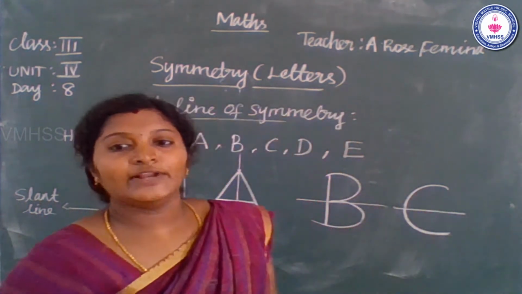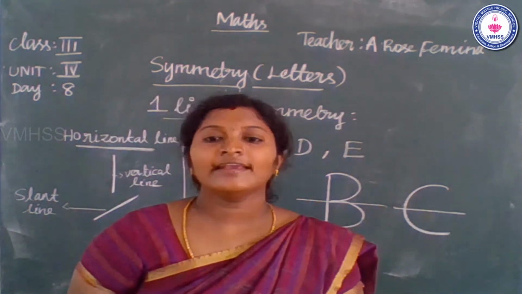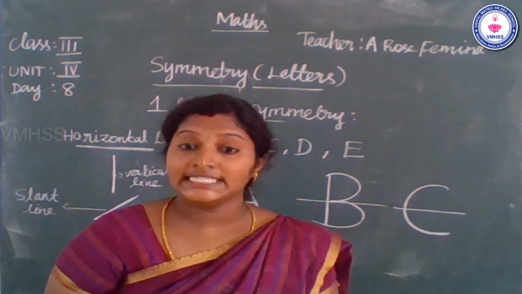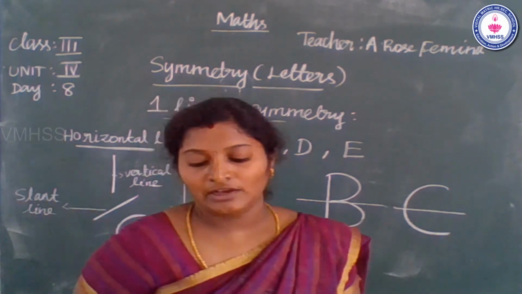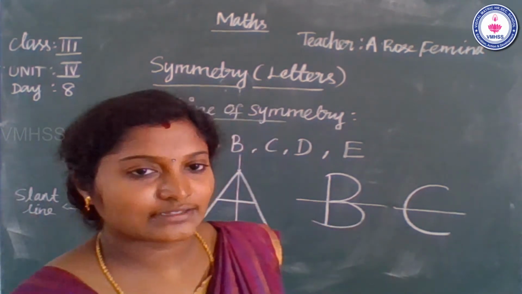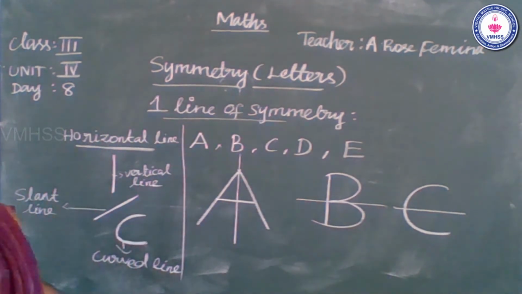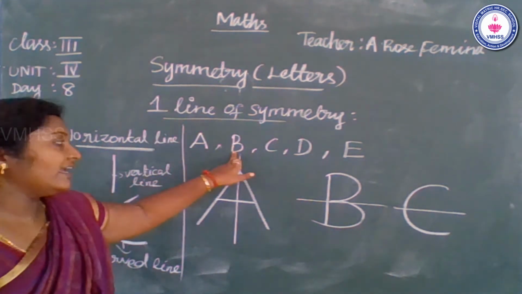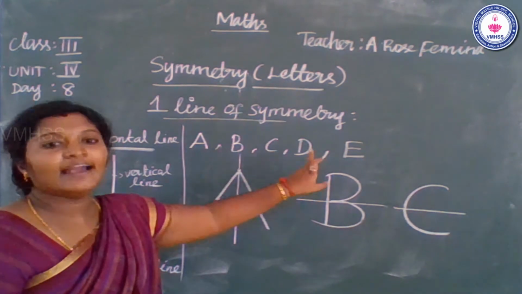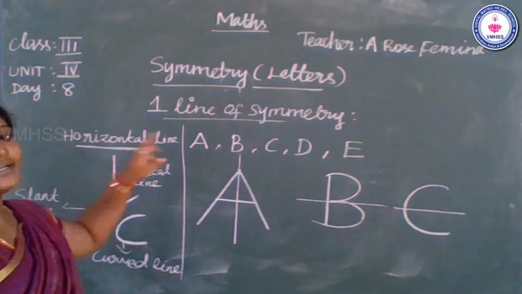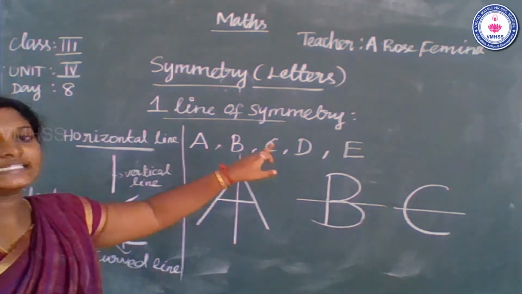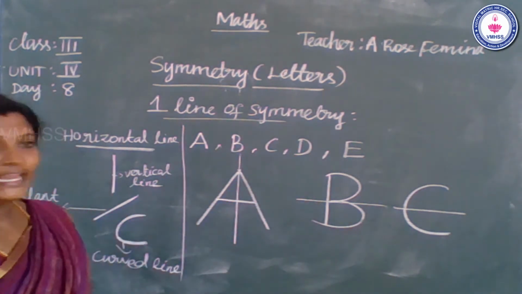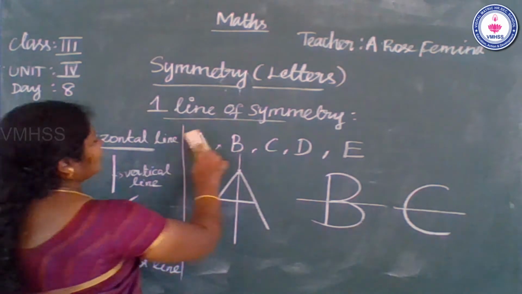Okay, so next one. J, K, L, N and P have zero lines of symmetry. Once again, recall. The letters with one line of symmetry are A, B, C, D and E. So what are the letters? A, B, C, D, E. These letters have one line of symmetry.